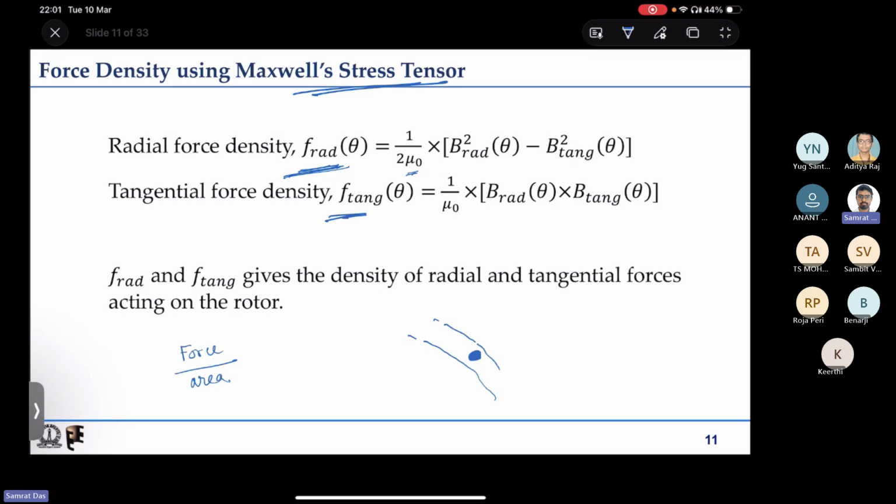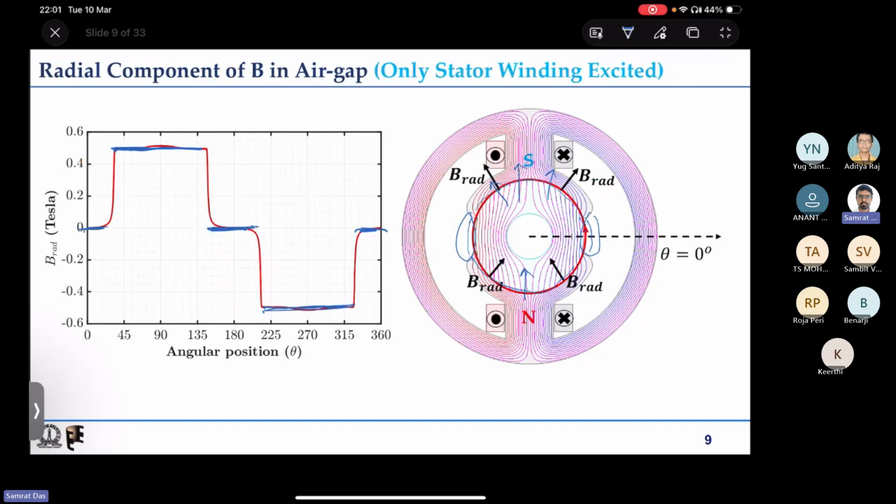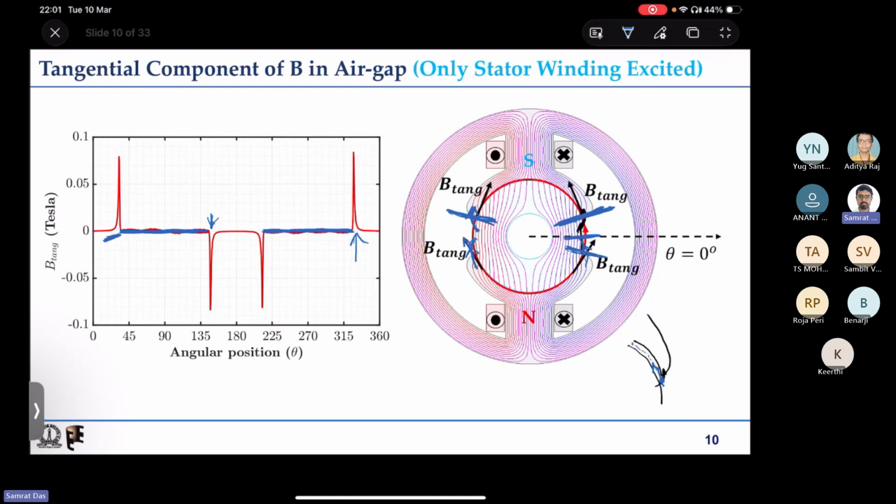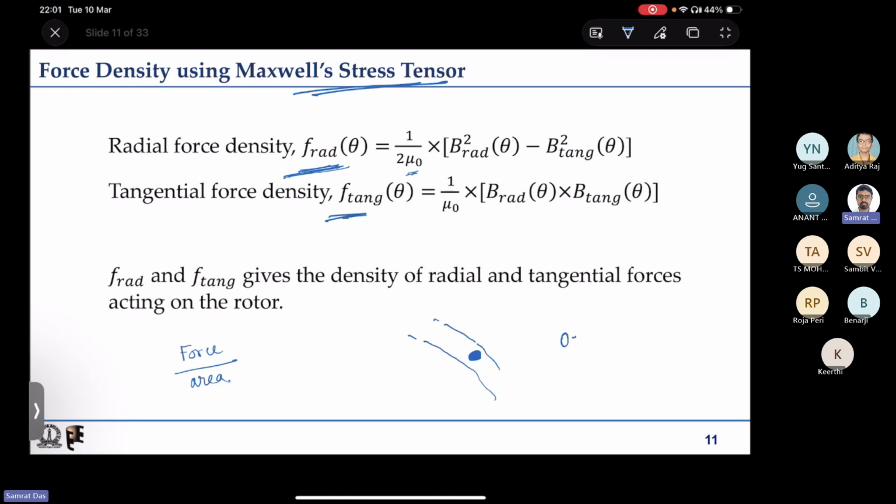If you look at the peak values of the radial and tangential components of flux density, say the radial peak is about 0.5 Tesla. The tangential component, although it is very impulse-like, still has a peak value of say 0.07 Tesla. So there is about an order of magnitude difference between the tangential and radial components of flux density.